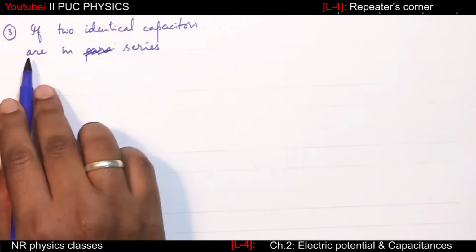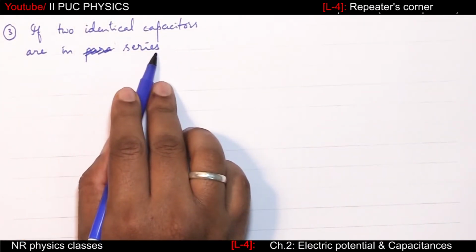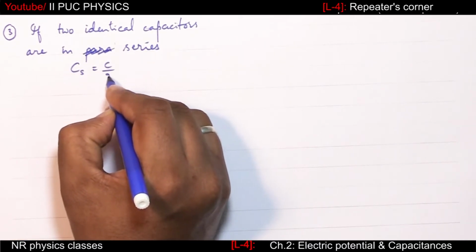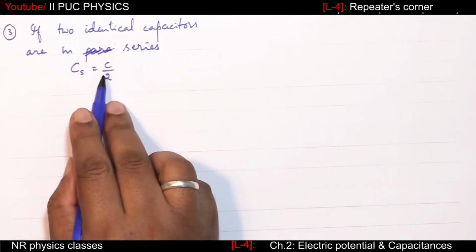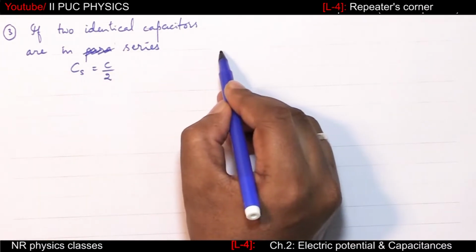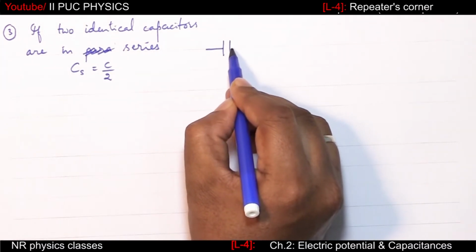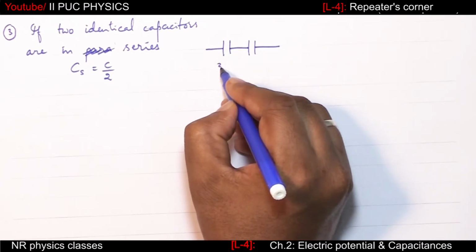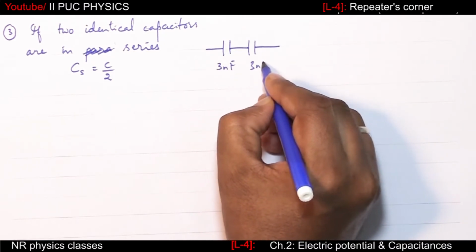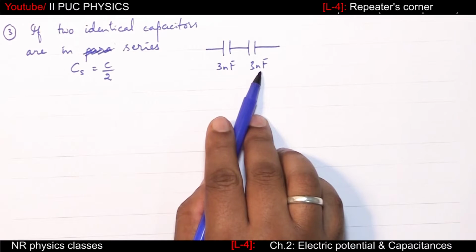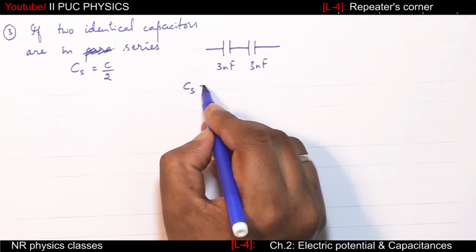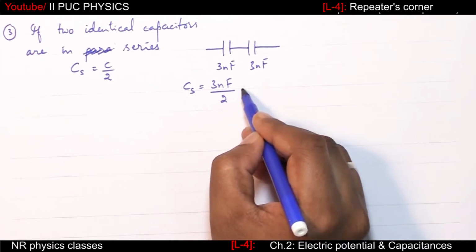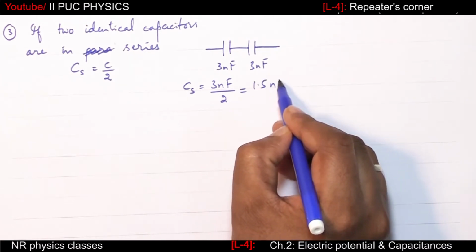If two identical capacitors are in series, then series equivalent is C by 2. Meaning of C by 2: if this is first capacitor, second capacitor, each equal to 3 nanofarad, identical capacitors, then Cs equal to 3 nanofarad, capacitance of each divided by 2, that is 1.5 nanofarad.